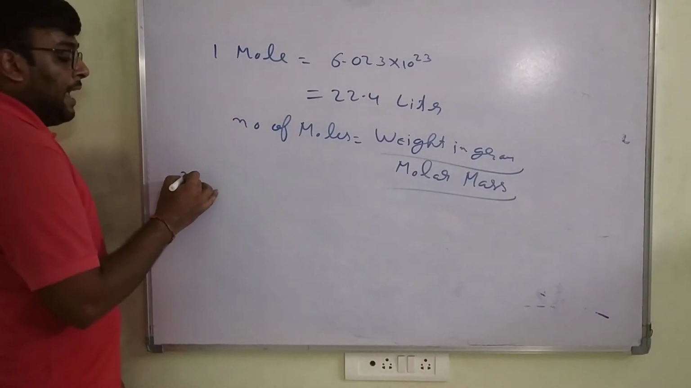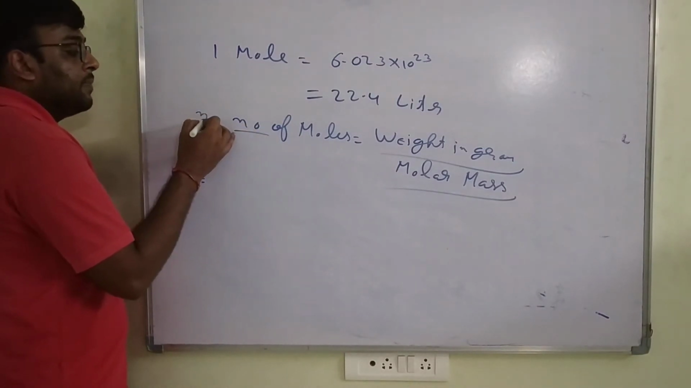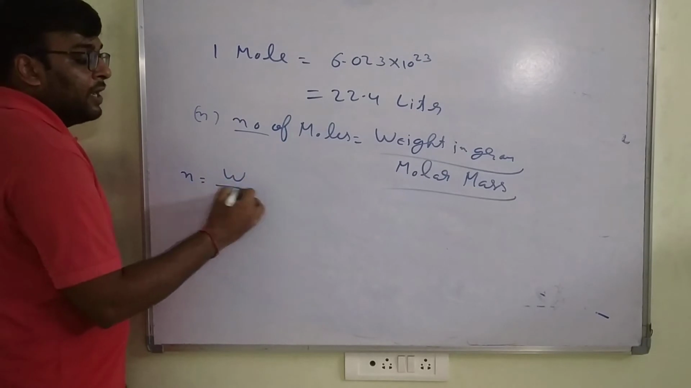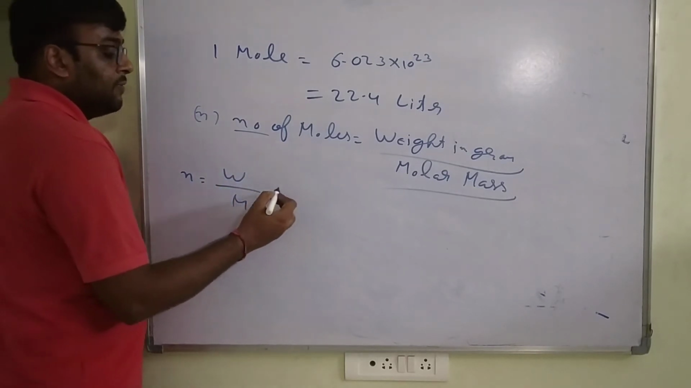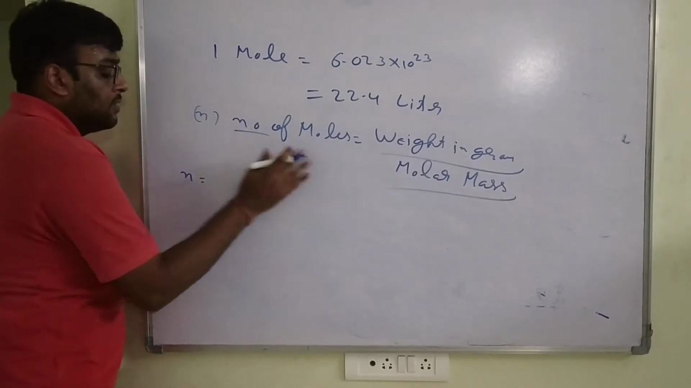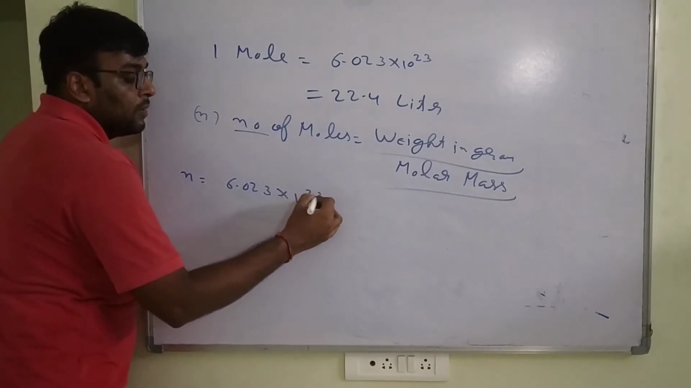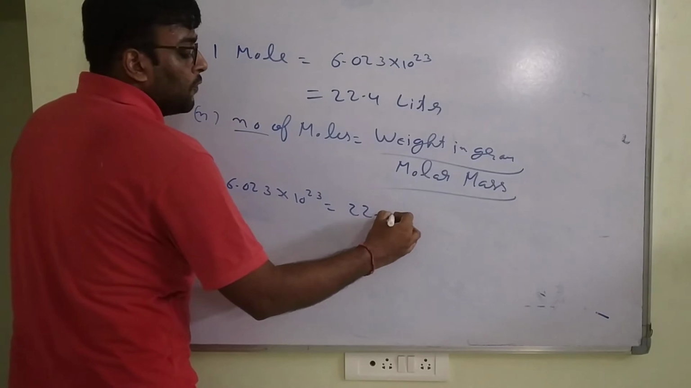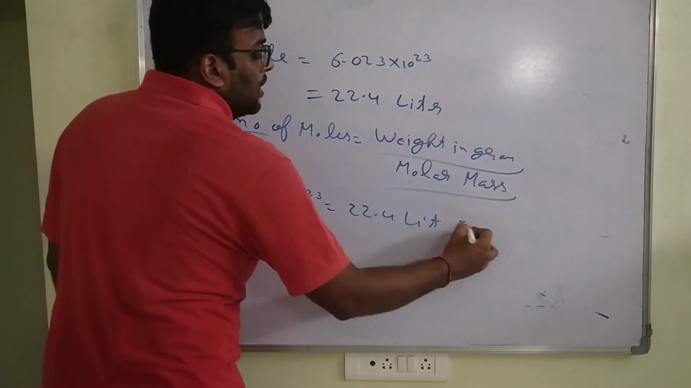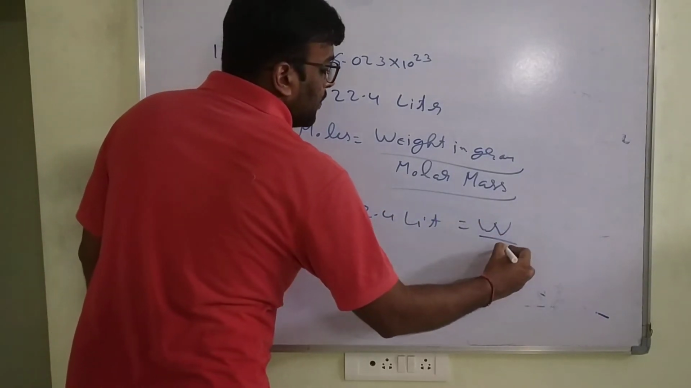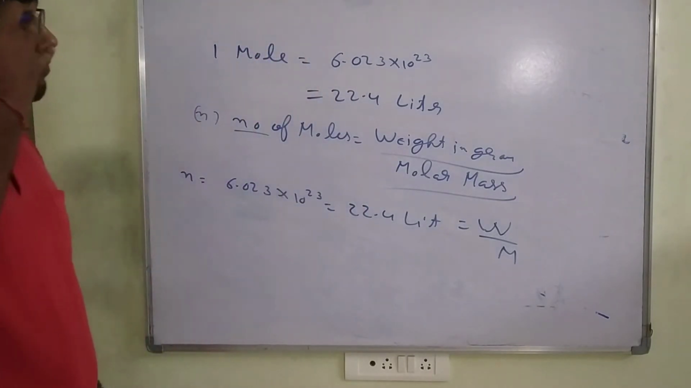The number of moles, represented by small n, is equal to W, weight in gram, per molecular mass. Suppose n is equal to 6.023 × 10^23 molecules, which has a volume of 22.4 liter, and which is W upon M, weight in gram upon molecular mass.